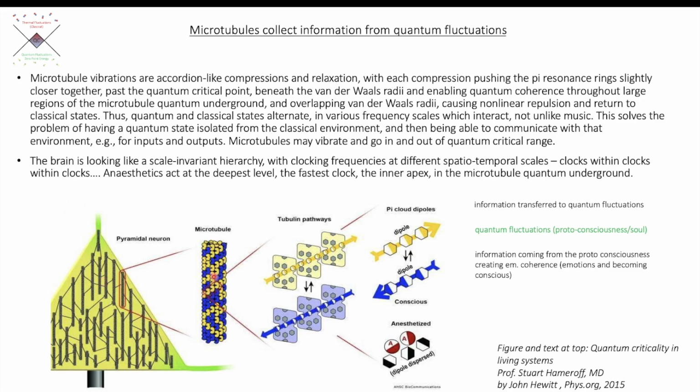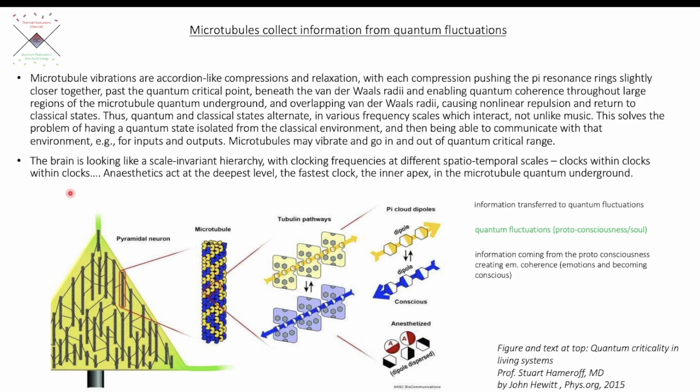It's coming from these microtubules, and these microtubules have these so-called pi cloud dipoles, and it's like a spin state, and the spin state can switch, and when the spin state switches at the same time on many microtubules, then they can trigger an impulse. So the question is, where does the information come from to trigger these microtubules? And I will get into that just now.